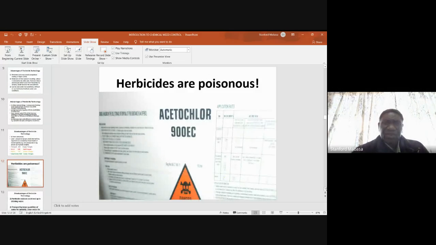So on the labels, we have a triangle like this one, which is Acetaclo 900 EC. It is an orange triangle with the bones and the skull, meaning it's a very poisonous herbicide.